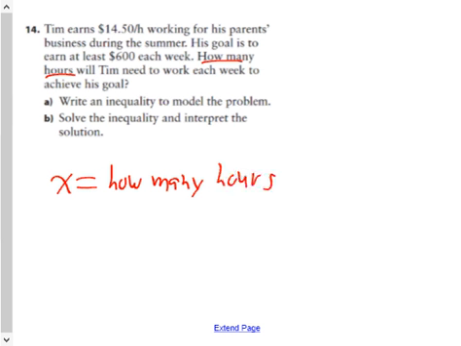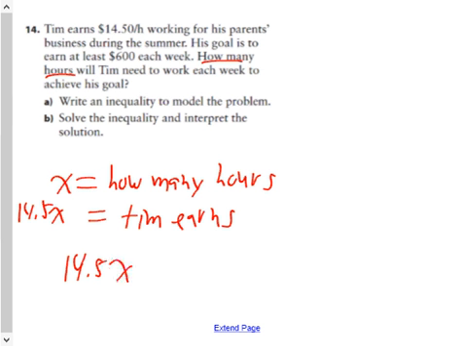So I'm going to make up how much Tim earns as an algebraic expression. So $14.50 an hour means you take the number of hours and you multiply it by 14.50, and that's how much he earns. So that algebraic expression, the money he earns here has to be at least $600. This has to be greater than or equal to $600. So that's the hard part, setting up that inequality.